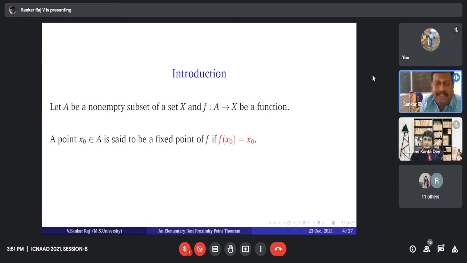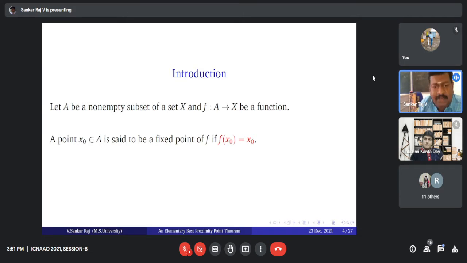The elementary fixed point theorem is the well-known Banach contraction principle. It says that we should assume the domain is a complete metric space, and the function is a contraction. These are the assumptions we make on the function as well as the space, so that we get a fixed point.